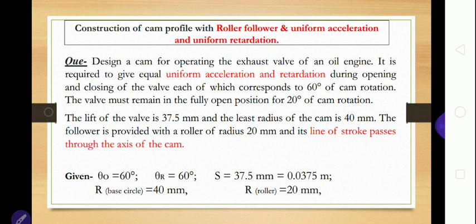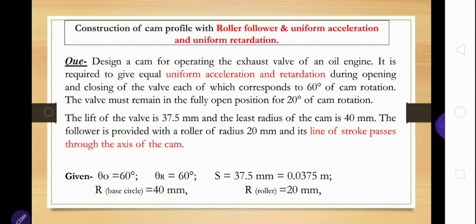The valve must remain in the fully open position for the 20 degree of the cam rotation. That means the dwell period is given as 20 degree in between that. Next, the lift of the valve is 37.5 mm. Yes, that is our lift or stroke of the follower, given 37.5 mm, and the least radius of the cam is equal to 40 mm. That is our base circle radius, 40 mm.